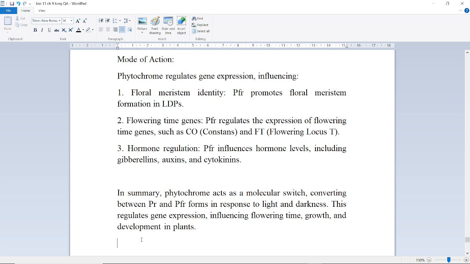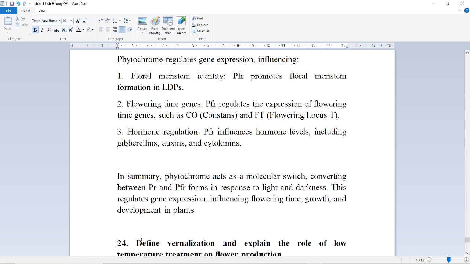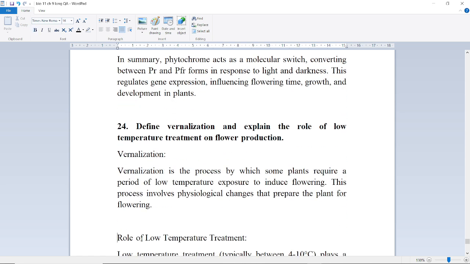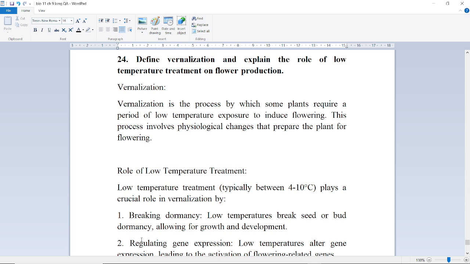In summary, phytochromes act as a molecular switch, converting between Pr and Pfr forms in response to light and darkness. This regulates gene expression, influencing flowering time, growth, and development in plants. Next question is, define vernalization and explain the role of low temperature treatment on flower production.